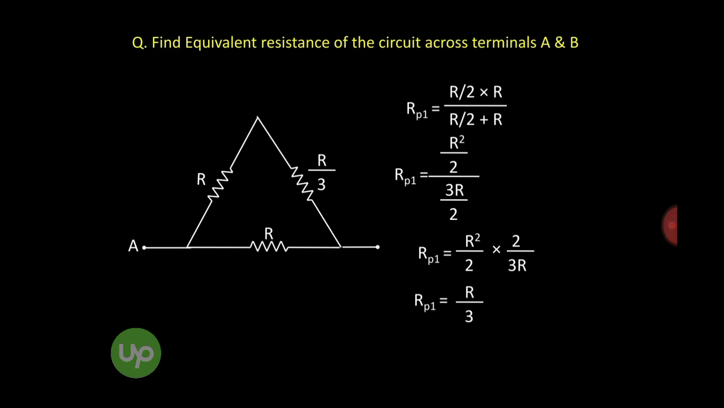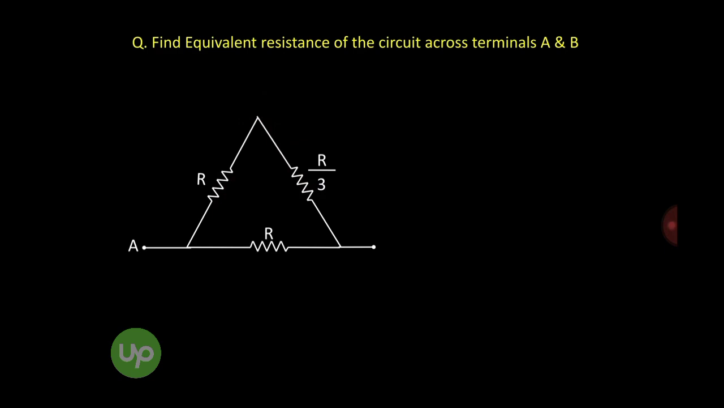Now again observing the circuit, we come to know that this R and this R by 3 are in series, because the same current will flow through these two resistors. So R and R by 3 are in series. So we have to take its series combination. It is very simple. We have to simply add these two resistors.